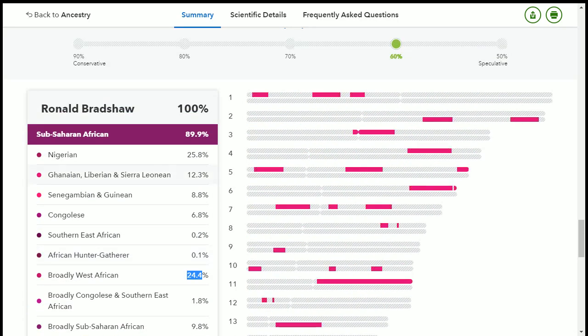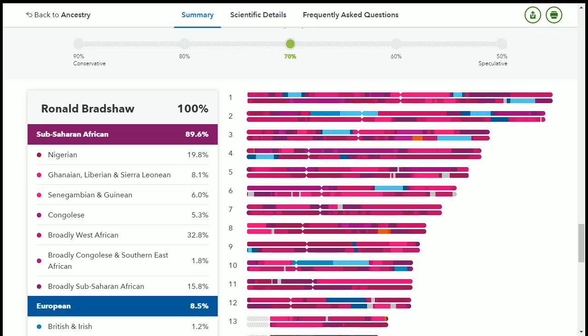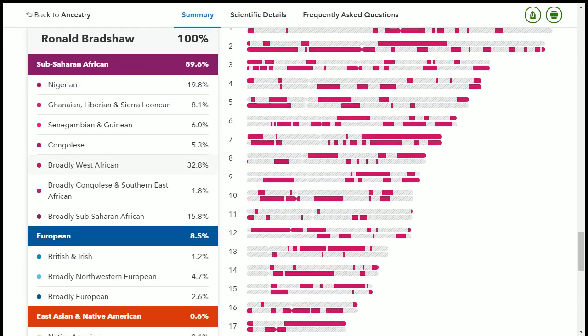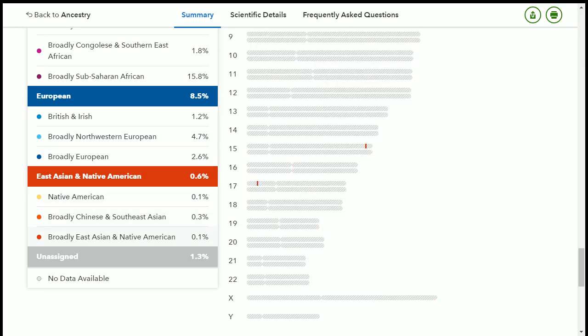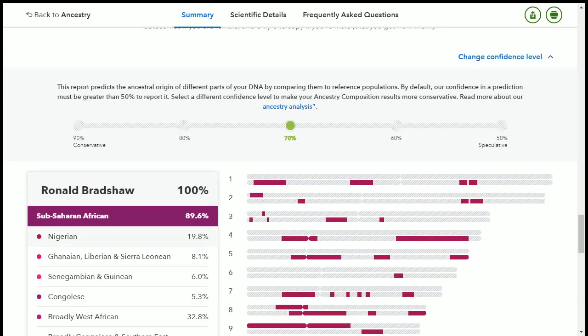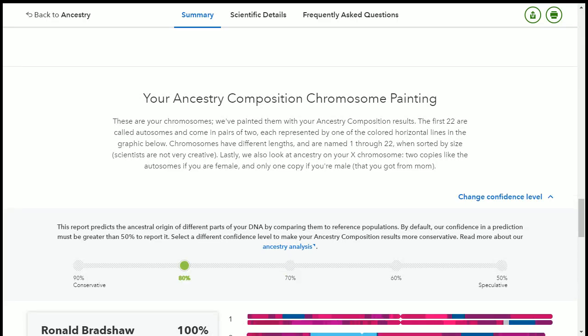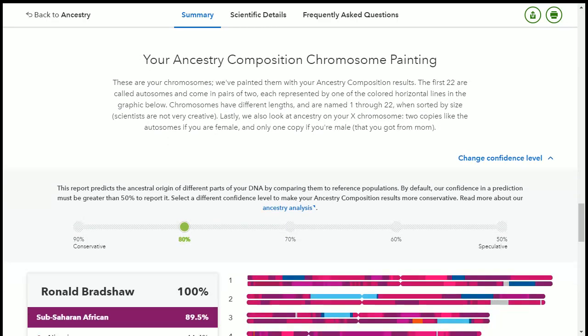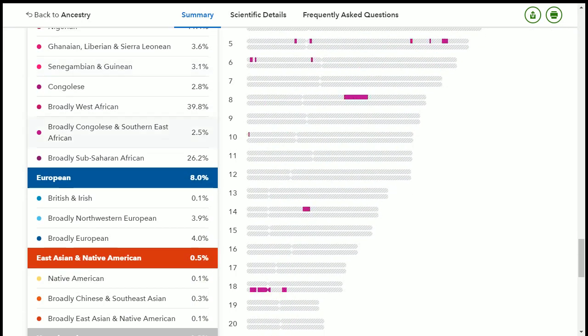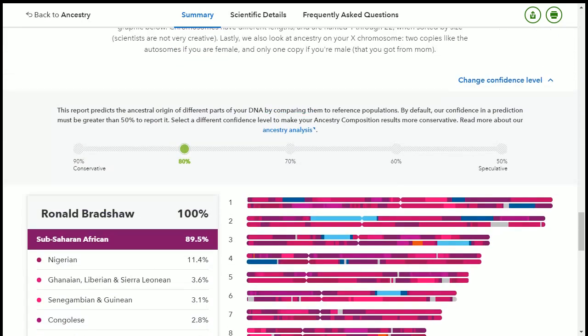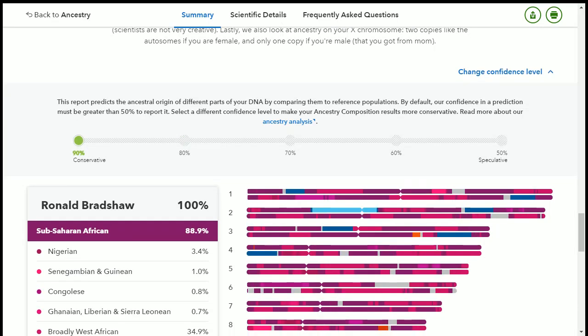So I'm going to do it again. 70%. 89, it changed again. You see, and I got less here. So what it's doing is that it's going more broad, which I don't know why people won't want to do that. I think you want to be more accurate. Okay, again, it changed again. And then I'll go over to 90 conservative.